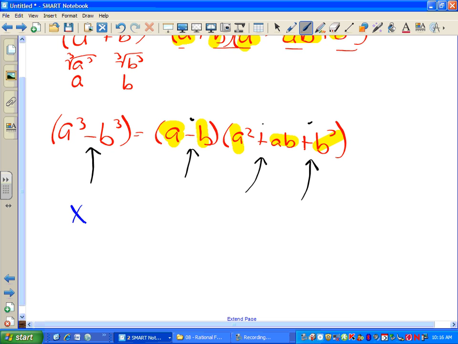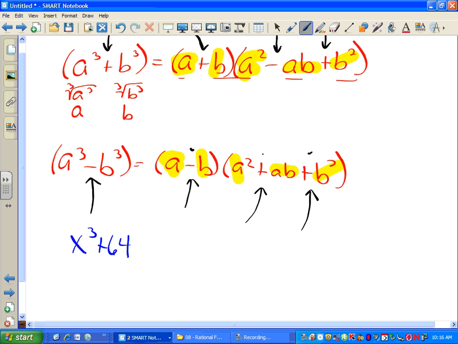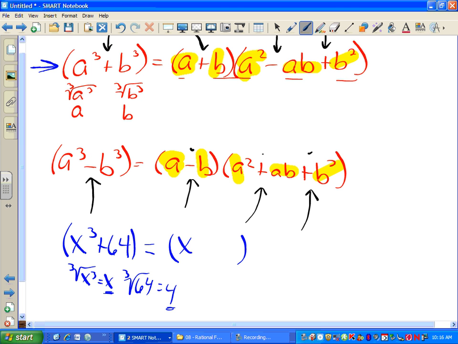So let's factor x cubed plus 64. Since it's addition, we're going to follow this top rule or pattern or formula. So what is the cube root of x cubed? Would be x. What's the cube root of 64? And that would be 4. So we're working with an x and a 4. So we're going to start our parentheses. X, since my question has plus, I'm going to start with a plus 4.